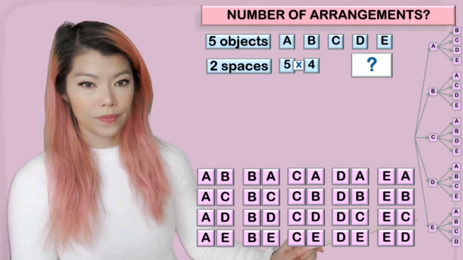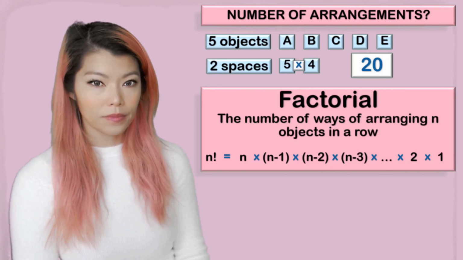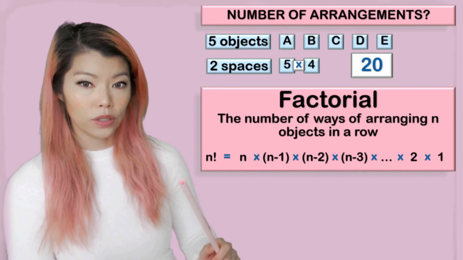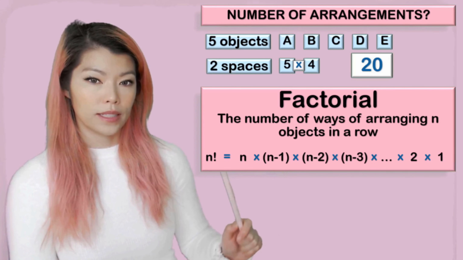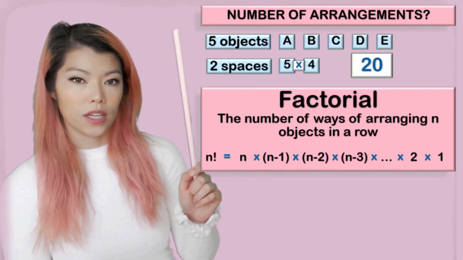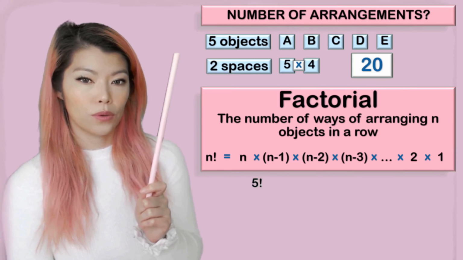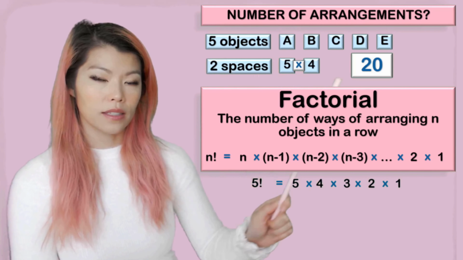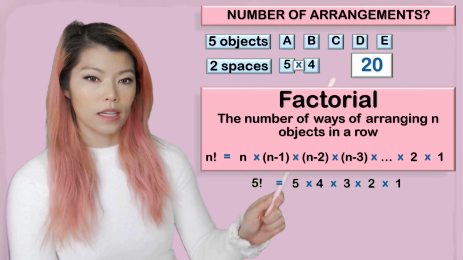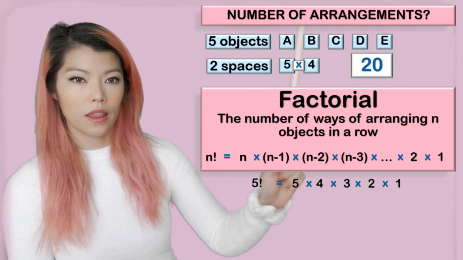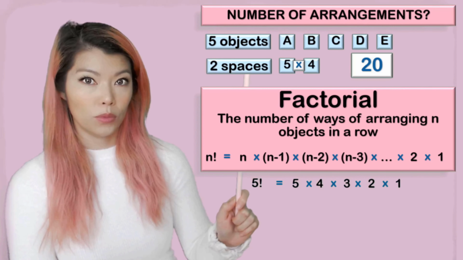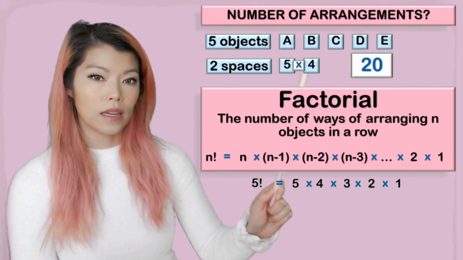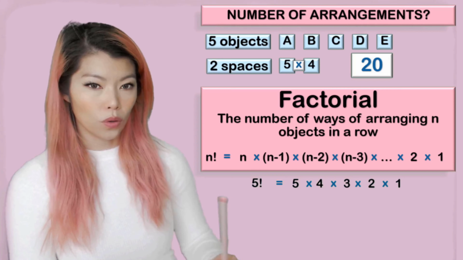I've picked only 5 objects and 2 spaces so we can find a pattern. Originally we said that factorial is n times n minus 1, etc. So if we had 5 objects, it would have been 5 times 4 times 3 times 2 times 1. But how do we just have the 5 times 4? Let's figure out a formula to make this work for any number of objects and spaces. How do we get 5 times 4 from all of this?